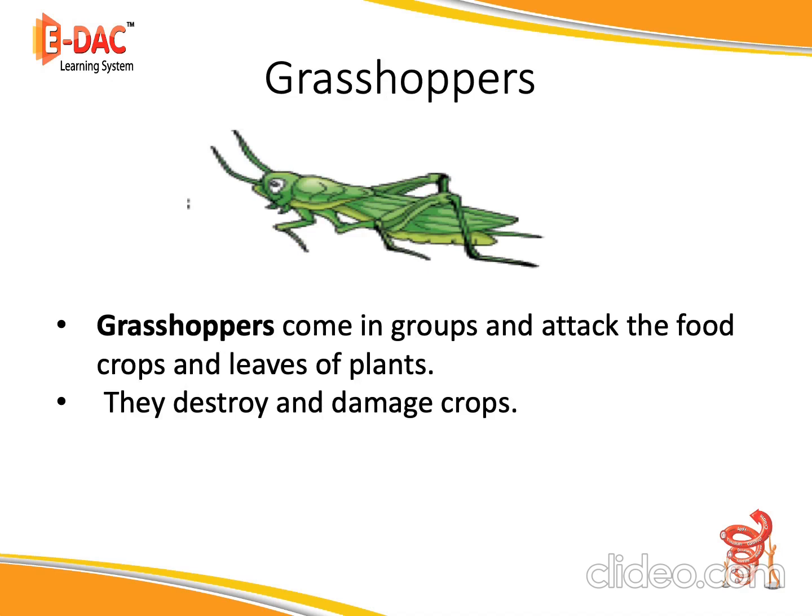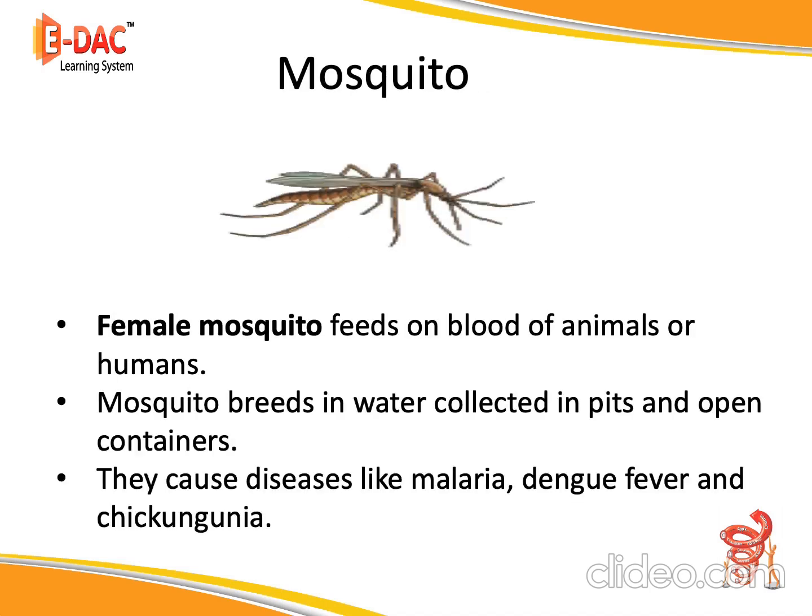Grasshoppers. Grasshoppers come in groups and attack the food crops and leaves of the plants. They destroy and damage crops. Mosquito. A female mosquito feeds on the blood of animals or humans. Mosquitoes breed in water collected in pits and open containers. They cause diseases like malaria, dengue fever, and chikungunya.